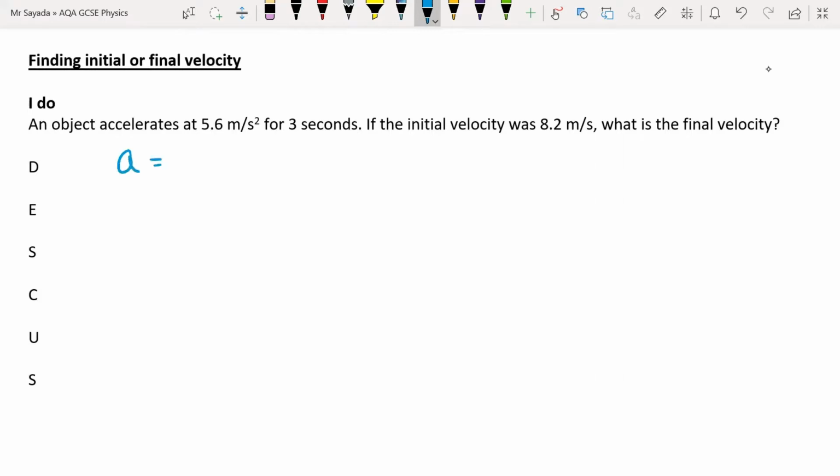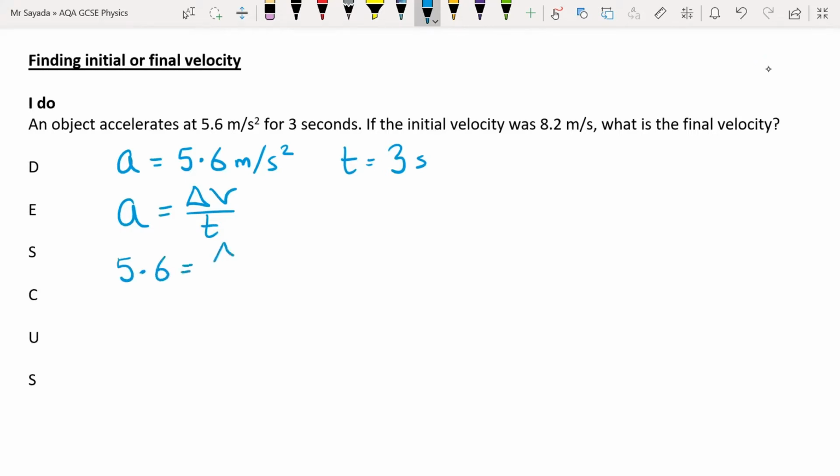So that's the acceleration, 5.6 meters per second squared. I'm told it does that for 3 seconds. Seconds tells me that's time. So my time is 3 seconds. I'm also told the initial velocity, but I'm not going to worry about that. I'm just going to use the equation to work out the change in velocity. So E stands for equation. Acceleration is change in velocity over time. S stands for substitution. A is 5.6. Delta V, the change in velocity, I don't know. And T, time, is 3. I'm going to rearrange to get 5.6 multiplied by 3 is delta V.